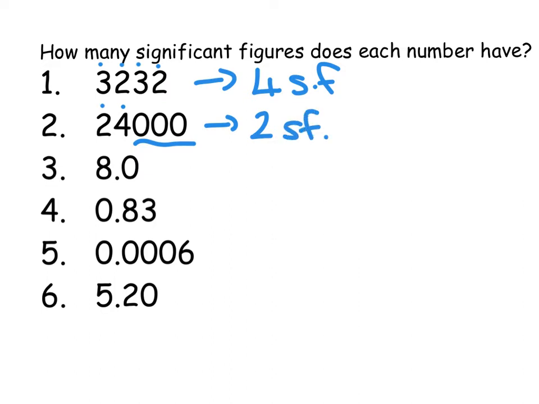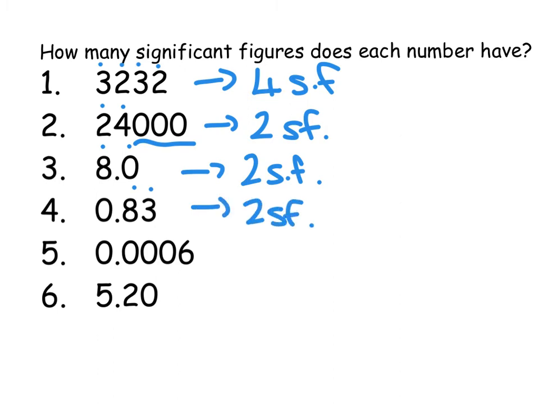On the number 8.0, you could just as easily say to me, well, that's the number 8. So why is it 8.0? It must be 8.0 for a reason, i.e. the question said give your answer to 1 decimal place. So because there's a 0 there that doesn't need to be there, we count it. So that one has 2 sig fig. 0.83, remember the 0 at the front doesn't count, that's our place value, so that 8 is in the 10ths column. So we count the 8, we count the 3, that also has 2 significant figures.